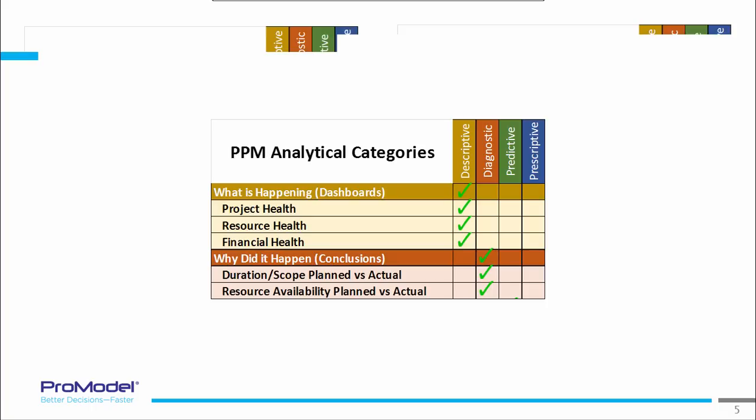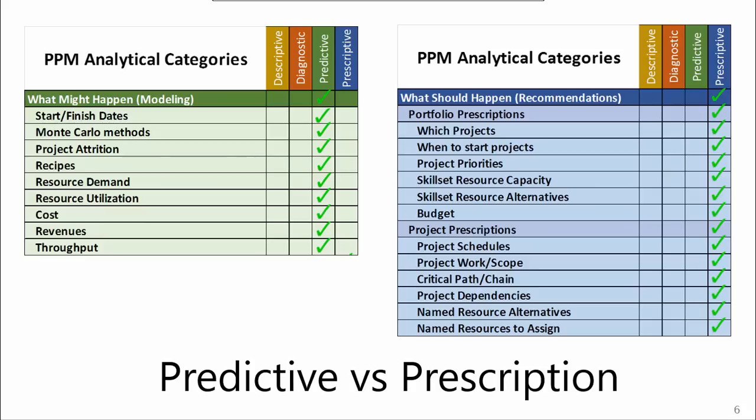But these are the two that I want to focus on. On the left-hand side is the matrix for predictive, and on the right-hand side is the matrix for prescriptive. On the predictive side, I'm starting to think about this as if I can put the words "a forecast of." All these tools can forecast revenue, can forecast throughput. If I'm forecasting it, it's a prediction. So: start and finish dates, resource demand, resource utilization, cost, revenue, throughput.